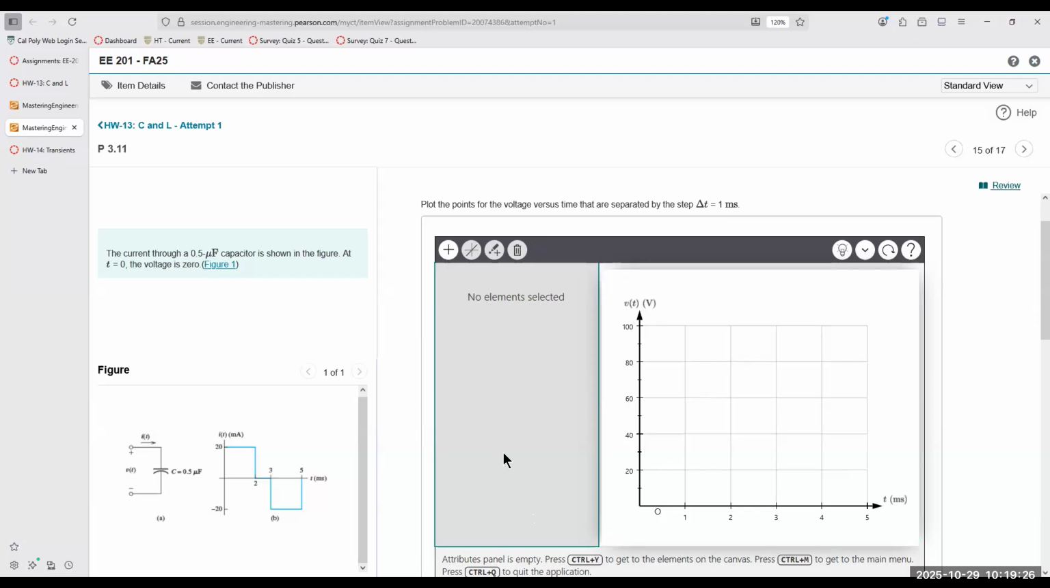Okay, I is equal to C dV over dt. So you're trying to find the voltage.